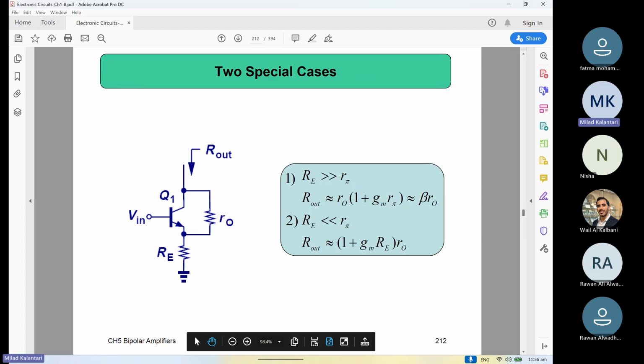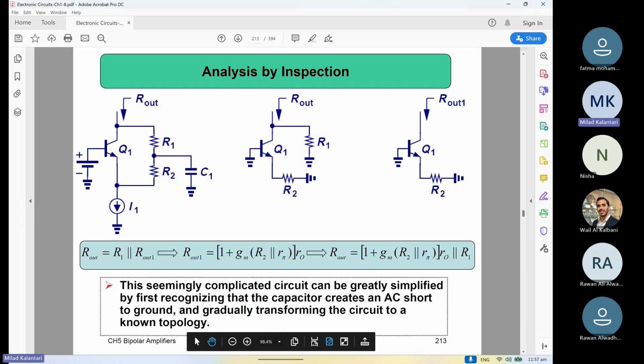So here we are trying to say what the limit of this R out would be once the RE is too big, or R pi is too big compared to RE, which can be derived easily from the original expression. We will come back to this later, maybe. So here we are trying to describe by inspection how the R out is.